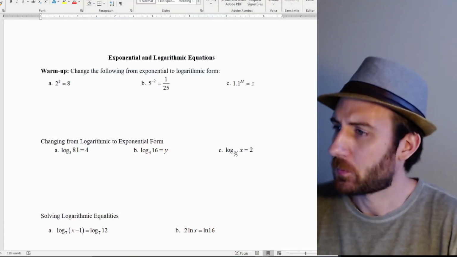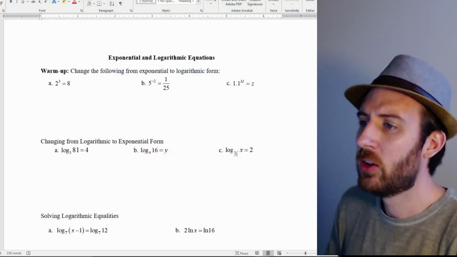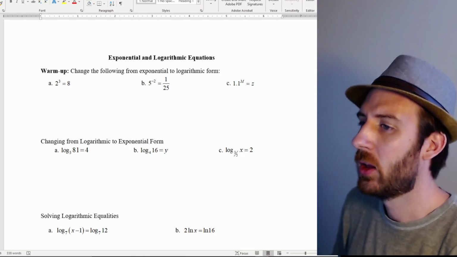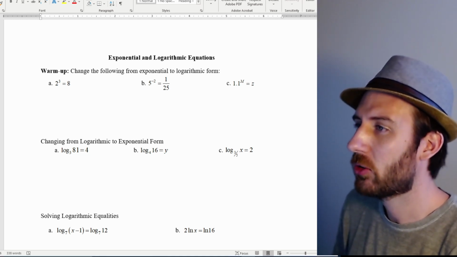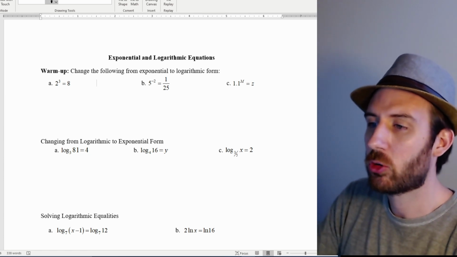So let's look at a couple of examples and refresh ourselves. Let's do a few of these, and we'll start with some easy ones as a nice little refresh. Let's change the following from an exponential to a logarithmic form. I'm just going to do a few of these, and you can do the rest of them.